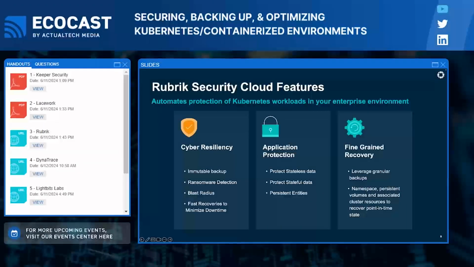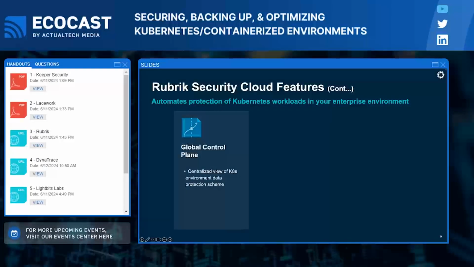And then fine-grained recovery. We have much more granular backups now, much more granular restores as well through those protection sets in version 2 of our Kubernetes protection. Everything inside the namespace can be assigned to one of those policies, or you can pick and choose and do your point-in-time restores to anywhere. It could be the same Kubernetes cluster, different namespace, same namespace, different Kubernetes cluster, different namespace.